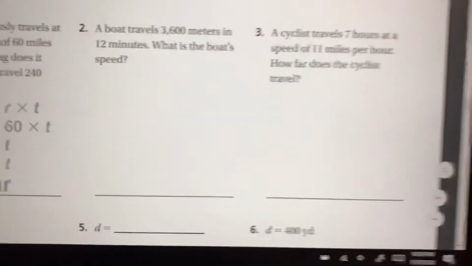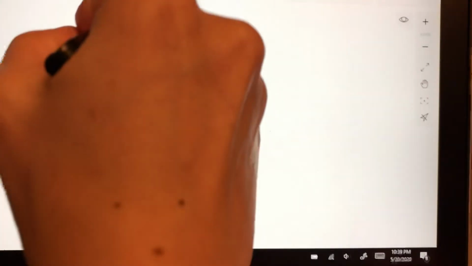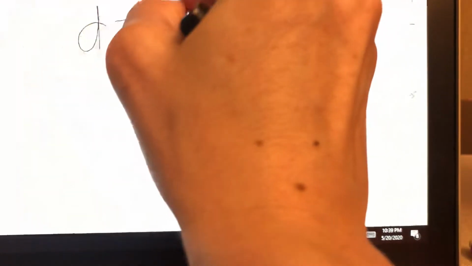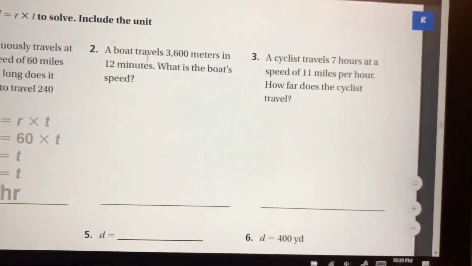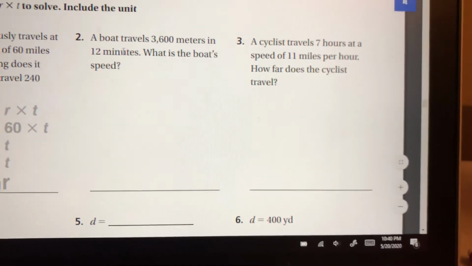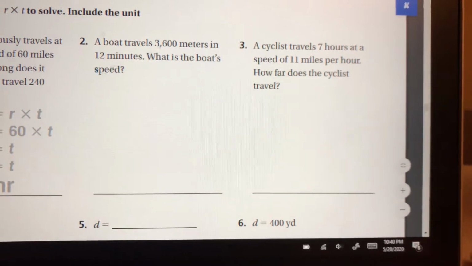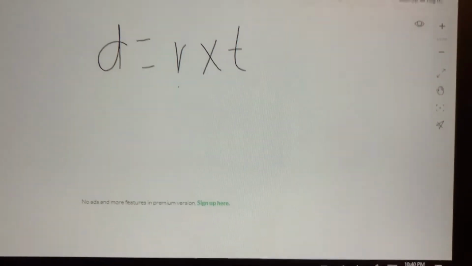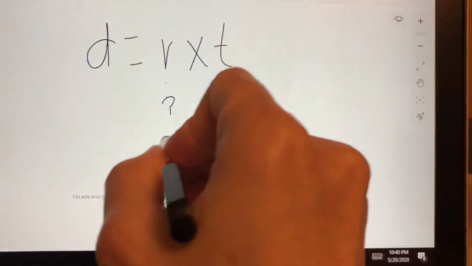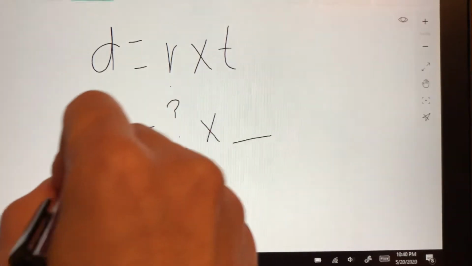Looking at number 2, let's set up the formula. You always want to work with the formula so that you know the order. Very important. A boat travels 3,600 meters in 12 minutes. What is a boat's speed? Okay, so we're solving for speed, which is this guy right here. Okay, so we're not going to know what this is. We know the distance and we know the time.